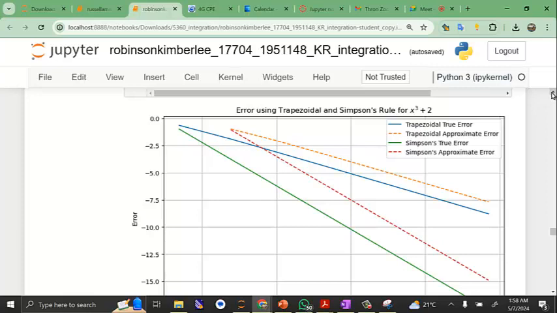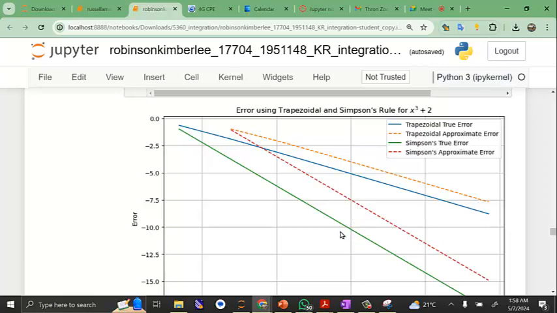Well, the important information is the slope. We do have consistency. If you see that the orange and the blue are trapezoid, the red and the green are Simpson's. Right? And those are tracking like they should. The trapezoids are parallel, and the Simpson's are parallel.